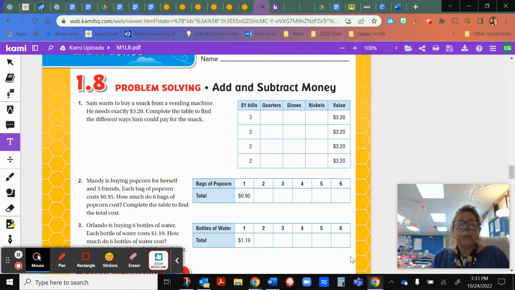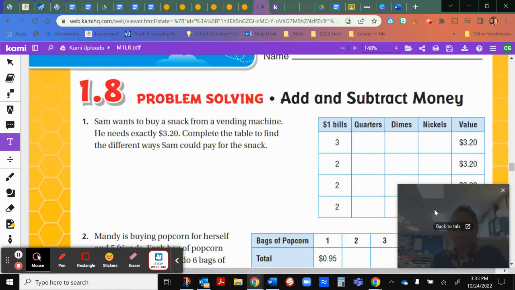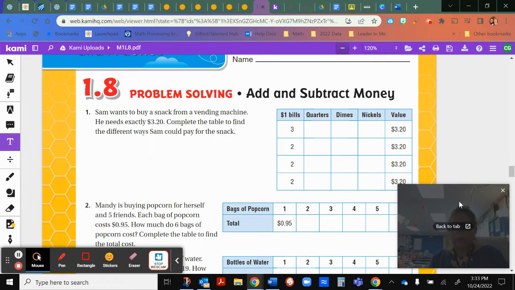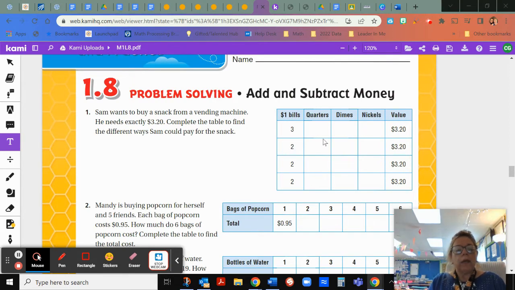Let me go ahead and hide this bottom part down. I'm going to enlarge it just a bit so that you can see. That's too much. There we go. I probably have to move me out of the way. All right, so let's look at the first question.